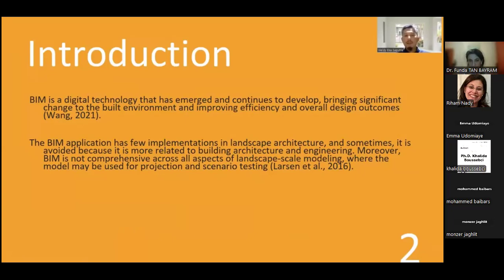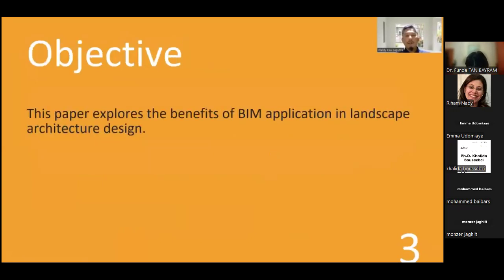Moreover, building information modeling is not comprehensive across all aspects of landscape scale modeling, where the model may be used for prediction and scenario testing, according to Larson in 2016. So based on the background mentioned before, the objective of this paper is to explore the benefit of BIM application in landscape architecture design. Furthermore, hopefully when landscape architects use BIM, it can generate sustainable landscape architecture design.